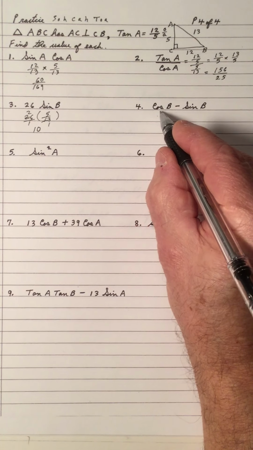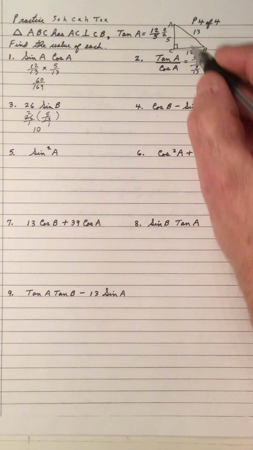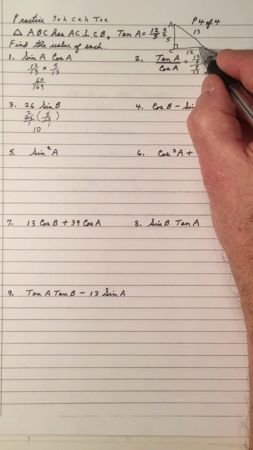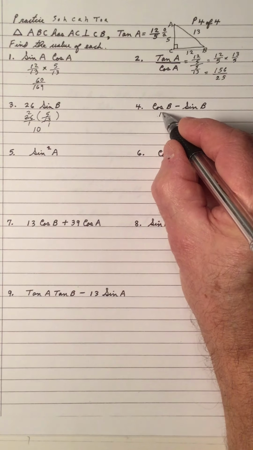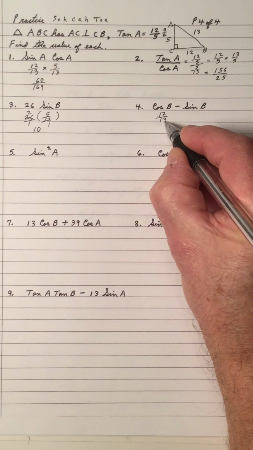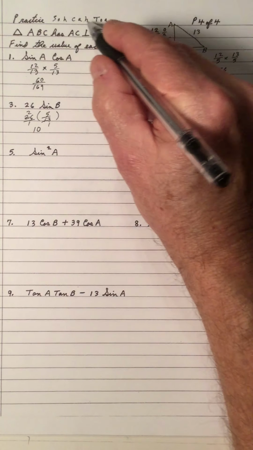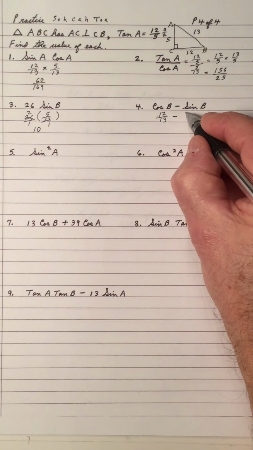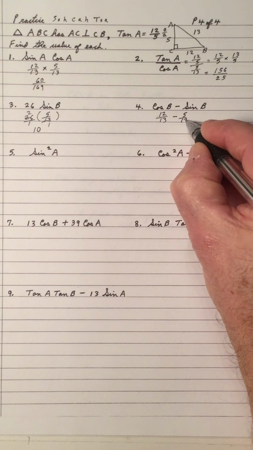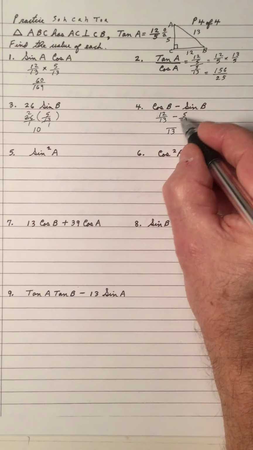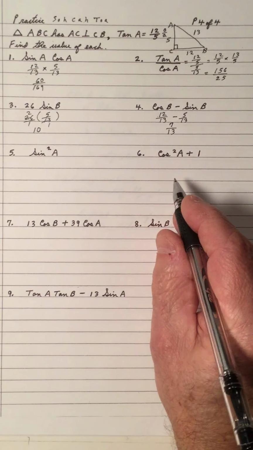And number 4, cos B minus sine B. Here's angle B. Cos is adjacent over hypotenuse, so it's 12 over 13 minus sine B. Sine is opposite over hypotenuse, so it's 5 over 13. Common denominator is 13, subtract: 12 minus 5 is 7.